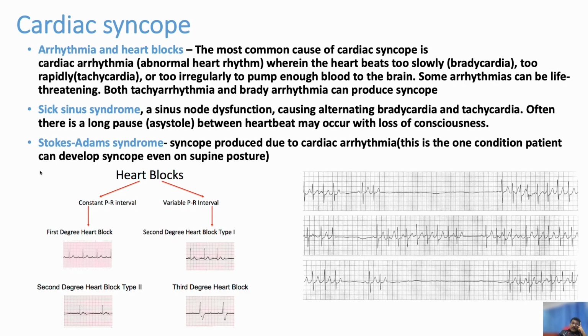Now, cardiac syncope can be due to various causes. It can be due to arrhythmias and heart blocks. Any type of tachycardia, whether supraventricular tachycardia, atrial fibrillation, multifocal atrial tachycardia, or ventricular tachycardia: when the heart rate increases, the diastolic phase comes down. So the filling of the ventricle comes down, and ultimately the pumping also comes down. That produces syncope. With any type of tachycardia, the patient can develop lightheadedness, pre-syncope, then syncope.